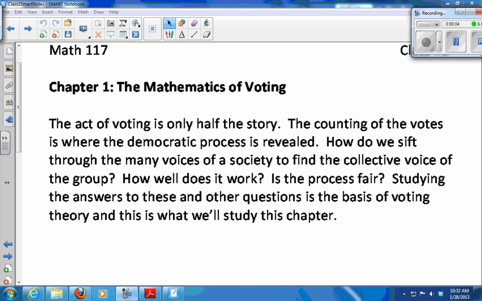So how well do we do it? Is it fair? The answers to these questions is the basis of studying voting theory, and that's what we're going to talk about this chapter.